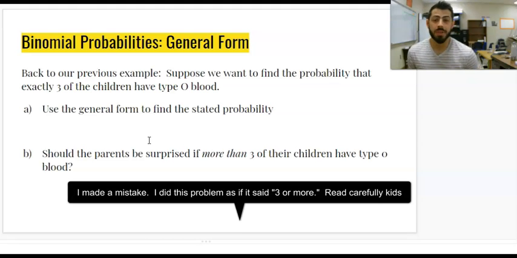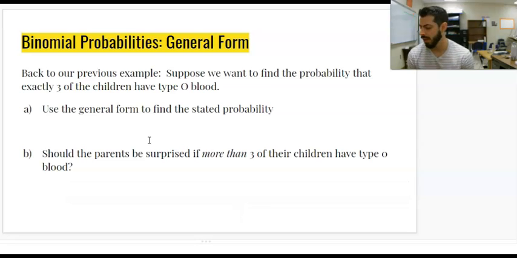Now, should the parents be surprised if more than 3 of their children have type O blood? Well, to do this, we would have to know the probability of 3 children having type O blood, 4 children having type O blood, and 5 children having type O blood. We could repeat that formula over and over again, but I want to show you how to do it in the calculator as well.